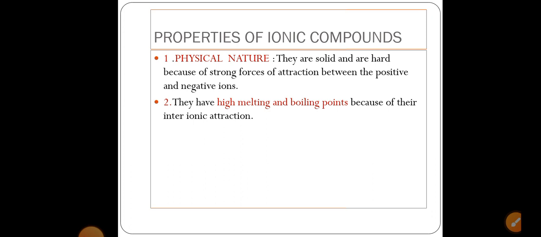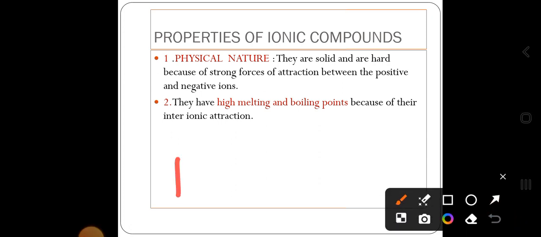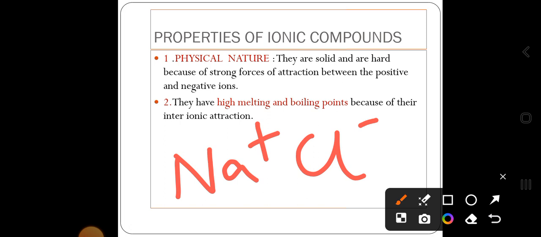The first one is physical nature. They are solid and hard because of strong forces of attraction between the positive and negative ions. As I already told you, they are made up of two types of ions, cation and anion. A cation is one wherein the metal gets a positive charge, and an anion is one wherein the non-metal gets a negative charge by accepting electrons. Whenever this type of arrangement is observed, we call it electrostatic force of attraction, and because of it, the compound becomes very hard.